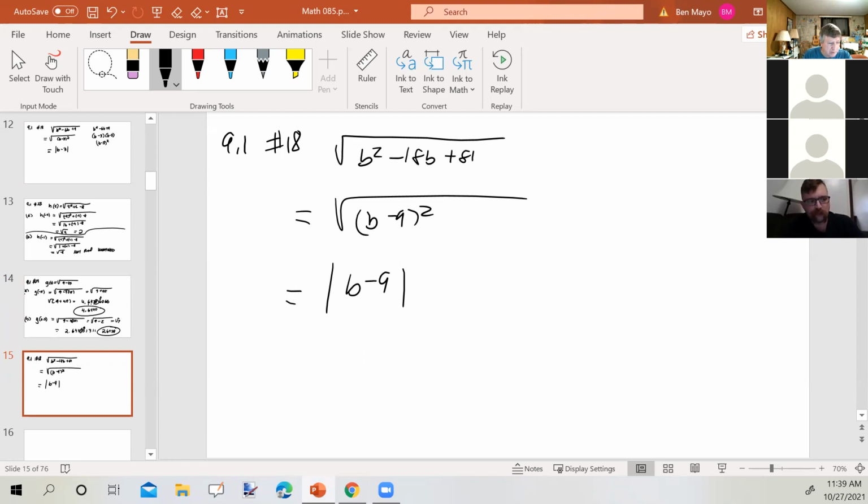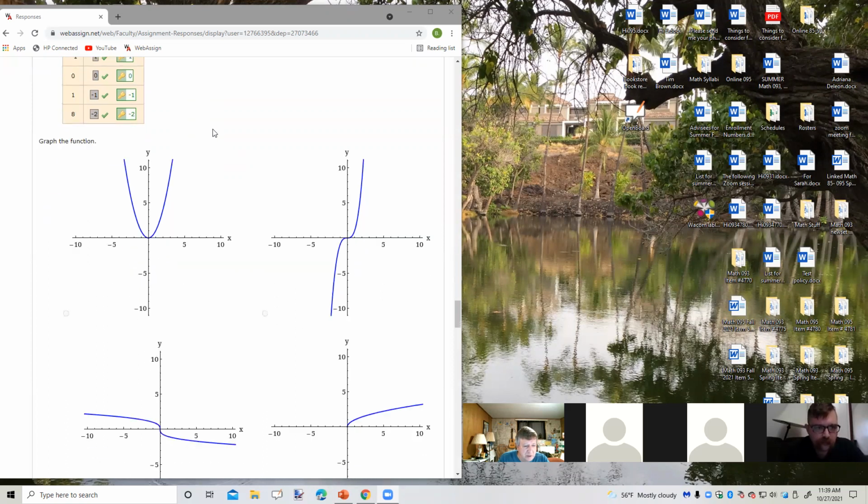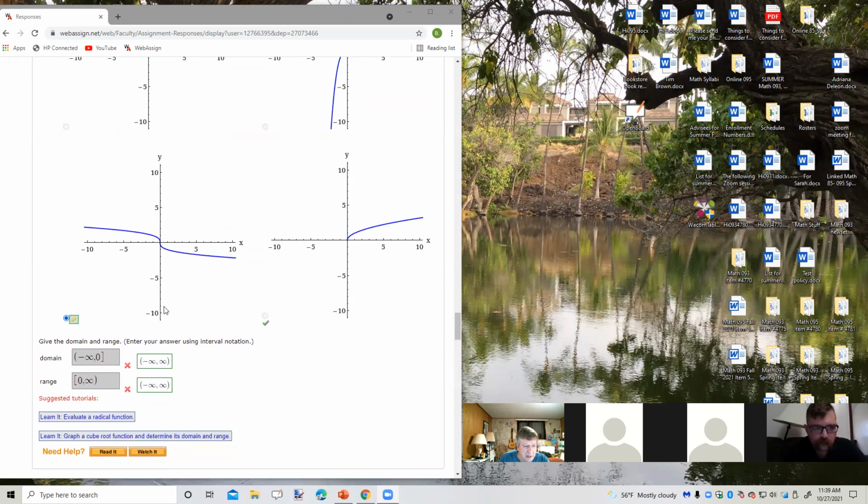Somebody asked for one, but they've got it correct. Oh, I see. It's down below. I'm going to share this one on the screen here. All right, see number 28 there, it says complete the table. Can you see that all right? Okay, great. So they've got the table correct, but then it says graph the function. And it turns out being this one, but their question has to do with the domain and the range.